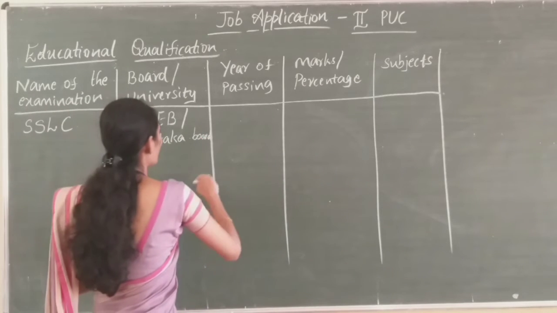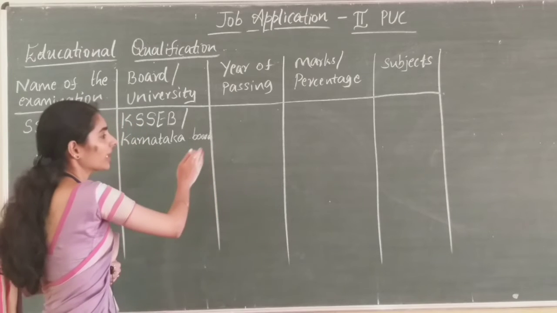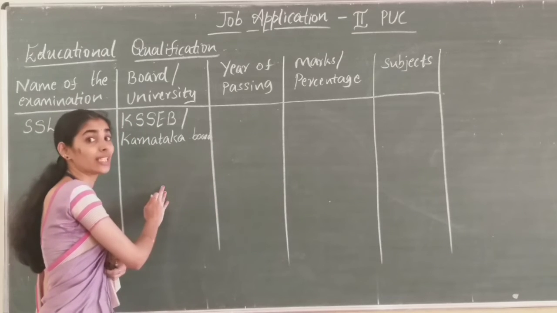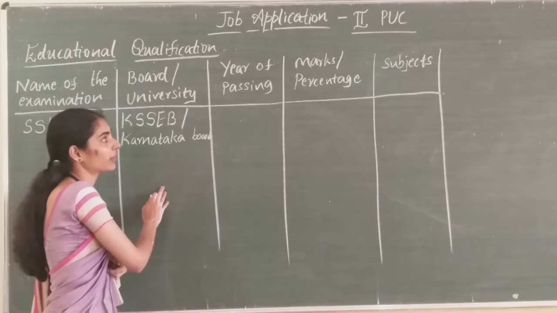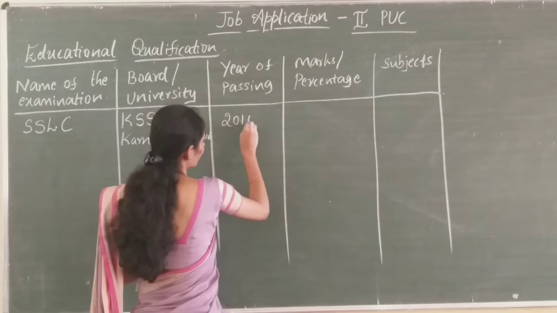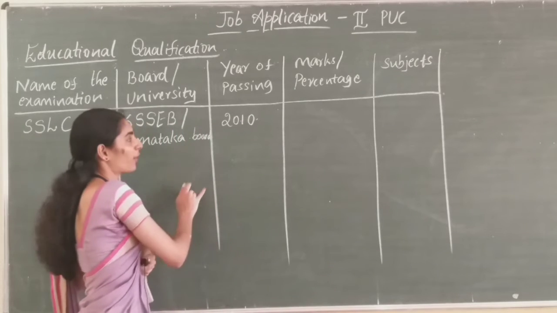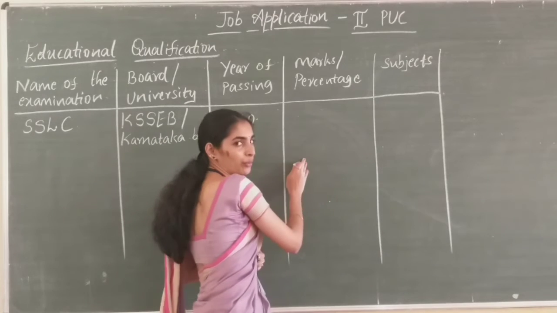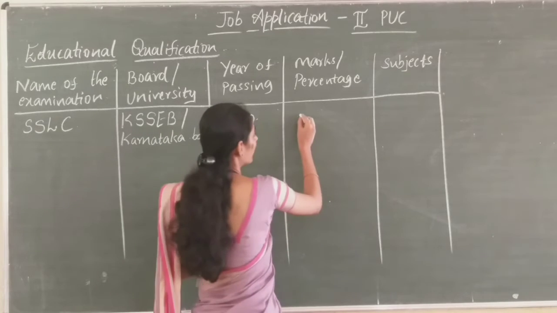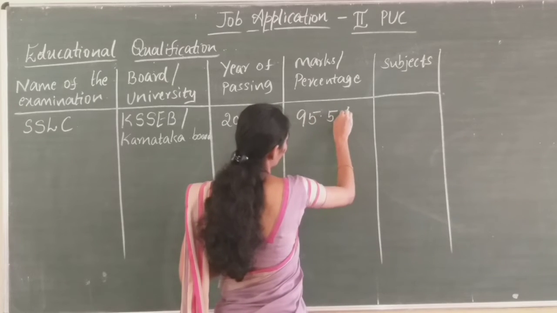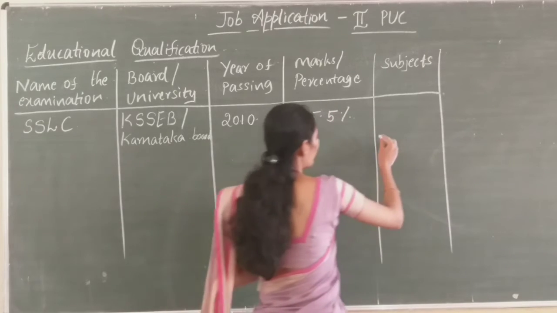Karnataka board. And then year of passing, we have given the year 1994. So probably around 2010 he might have completed his 10th. Correct me if I am wrong. Okay, 2010. So marks, 95.5%, and subjects, all the core subjects.